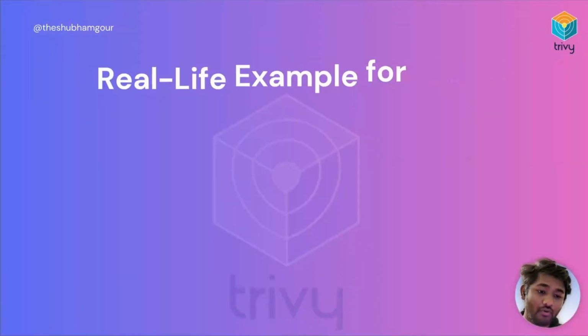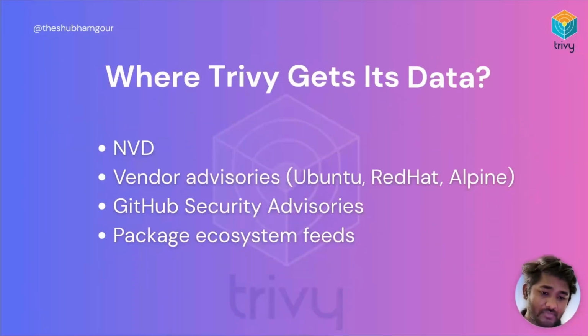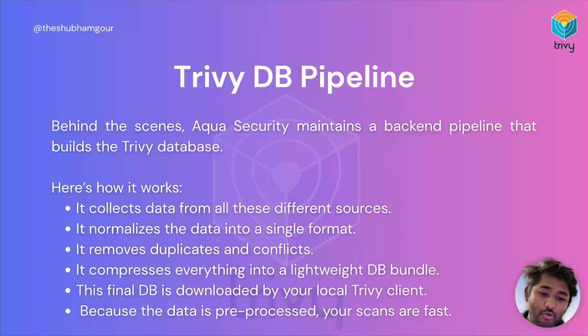Now, based on that, what is happening in the next level is it normalizes the data into a single format. It removes the duplicated entries and conflicts. It compresses everything into a lightweight DB bundle. And this lightweight DB bundle is downloaded to your local client. So remember, whenever you are running trivy image followed by ubuntu:latest, it actually updates the database. That updated database is coming from this compressed place. And because the data is already compressed and pre-processed, your scanning is even faster and you are able to generate the report in no time.